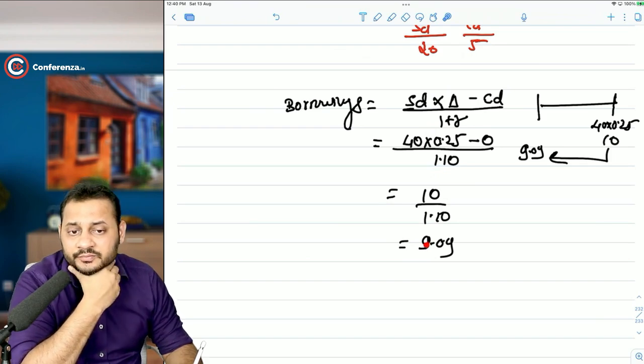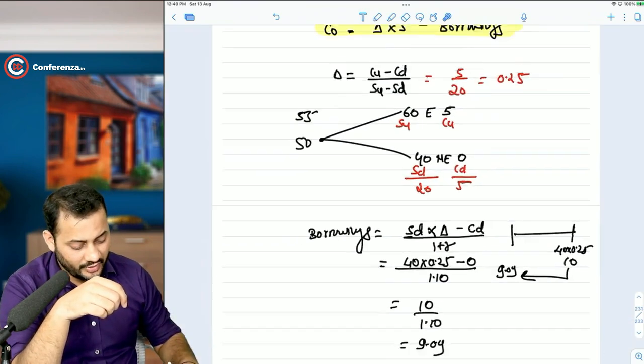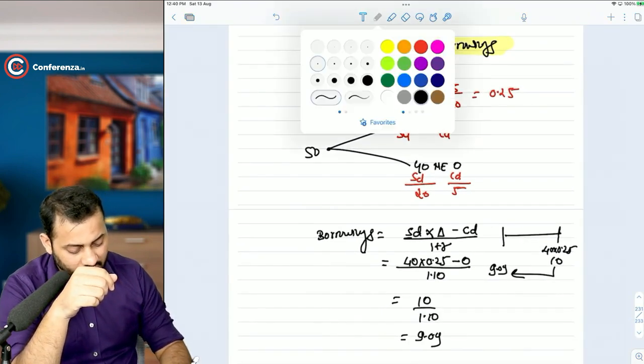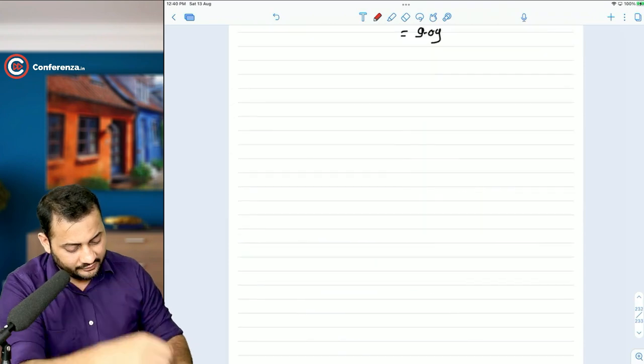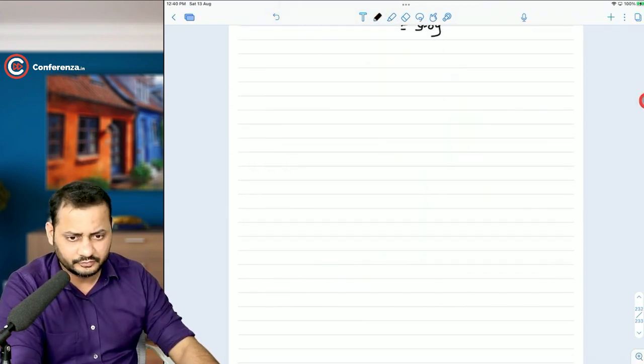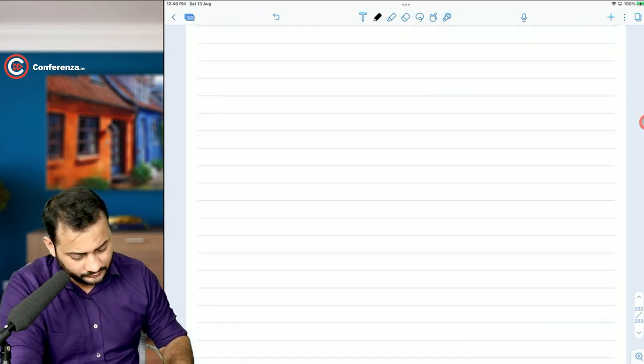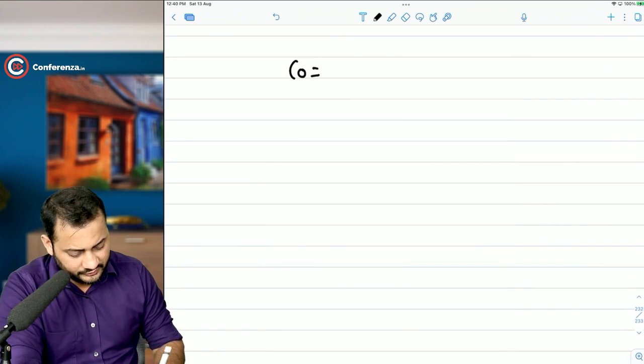Are you getting it? Okay, sir. So 9.09 is the borrowing. This is how you have to do the calculation. Summarizing everything, I can just write down here. Have a look. Call option's value is nothing but S into delta minus borrowings.